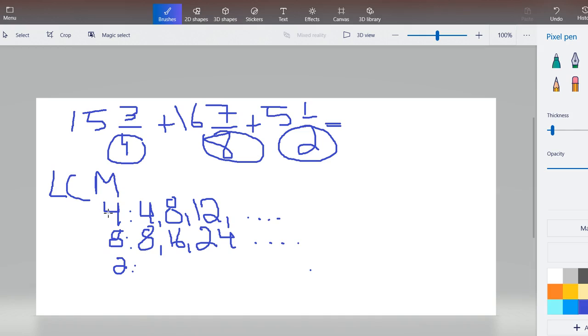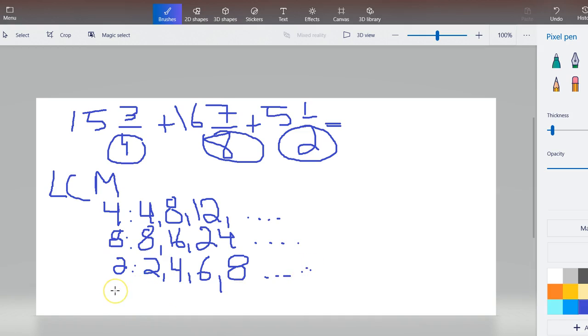If we go multiplying 4, we find that 4 times 1 is 4, 4 times 2 is 8, 4 times 3 is 12. Multiplication of 8: 8 times 1 is 8, 8 times 2 is 16, and 8 times 3 is 24, and so on. And finally, the multiplication table of 2: 2 times 1 is 2, 2 times 2 is 4, 2 times 3 is 6, and 2 times 4 is 8, and so on.